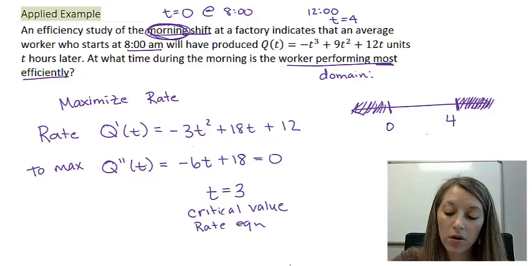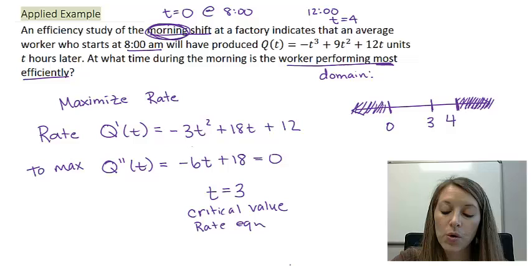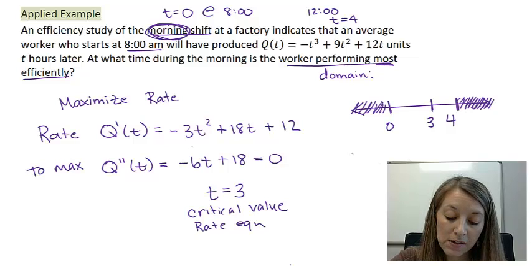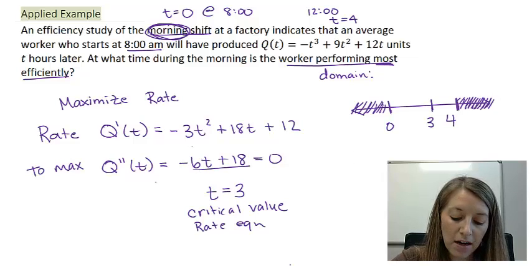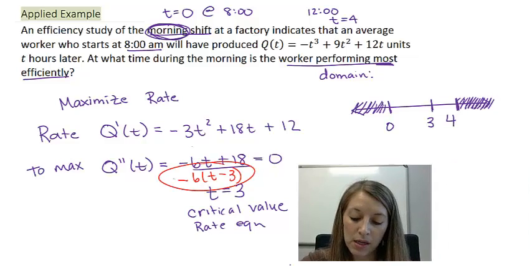So the only critical value that fits on this here then is my 3 value. So I need to make sure that 3 is in fact a maximum. So I do some test values in between. Now let me factor this here. If I were to take a negative 6 out, that leaves me with t minus 3. So that's going to make it a little easier to plug my test points in.